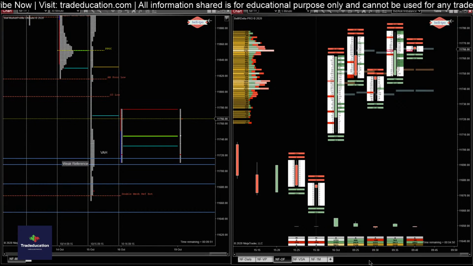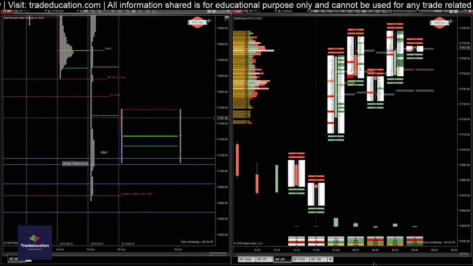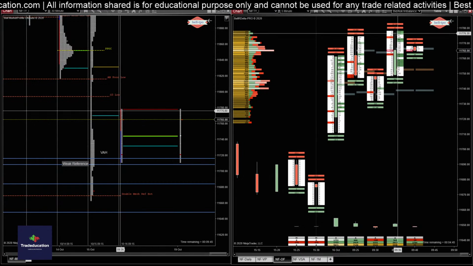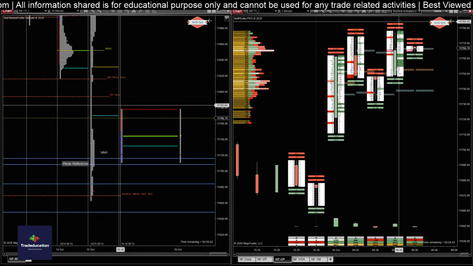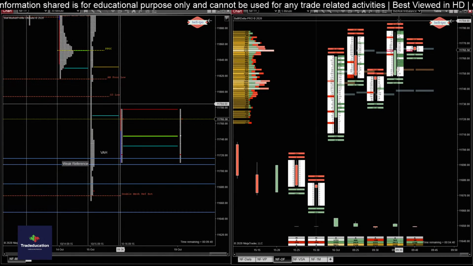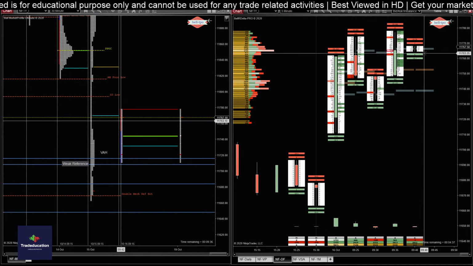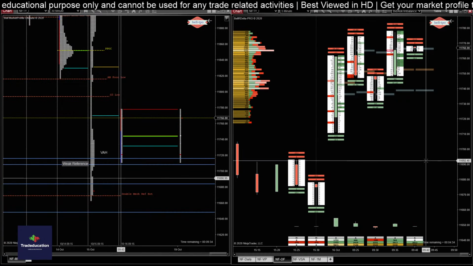Also value is migrating lower. So good rejection seen from the candlestick. Let's see whether we see continuation from sellers and try to go below the VWAP.